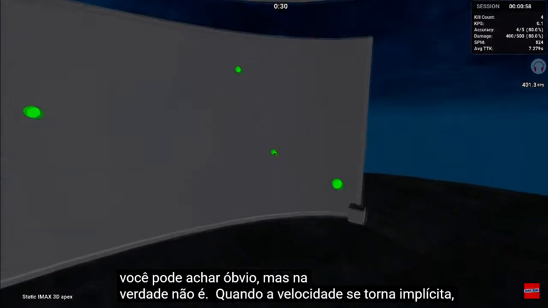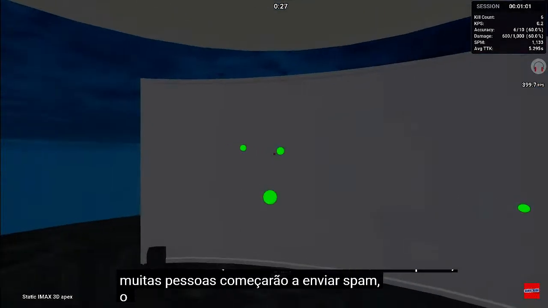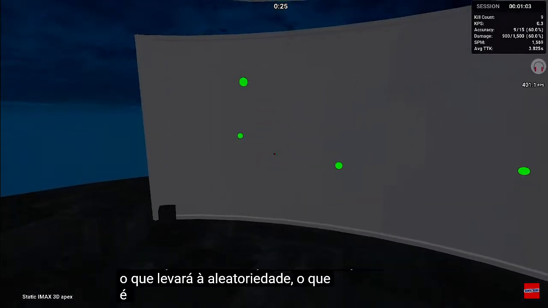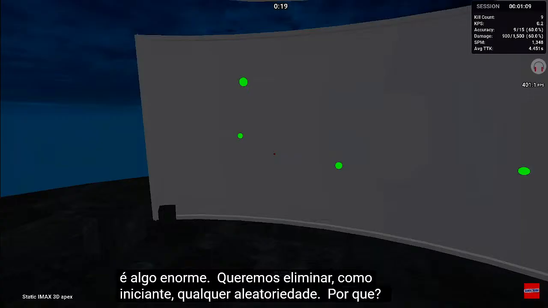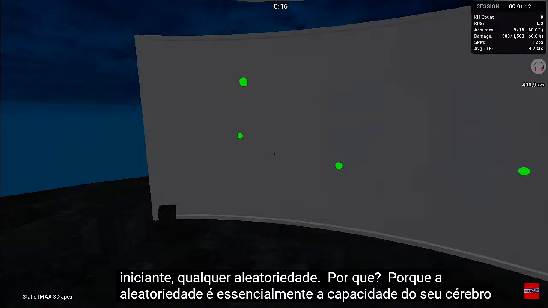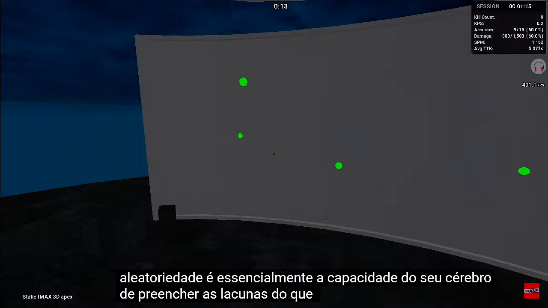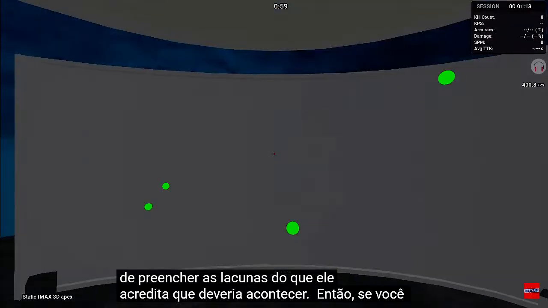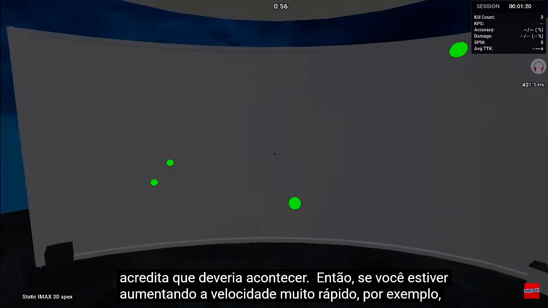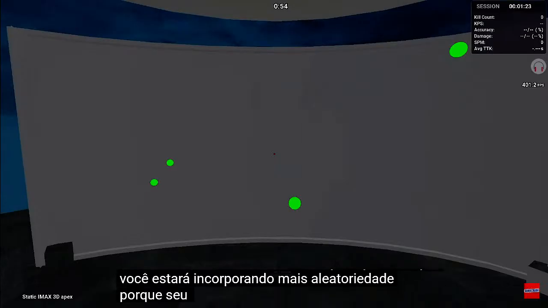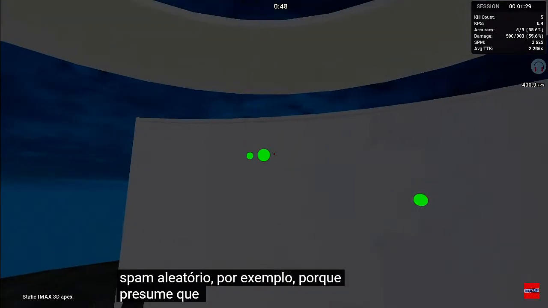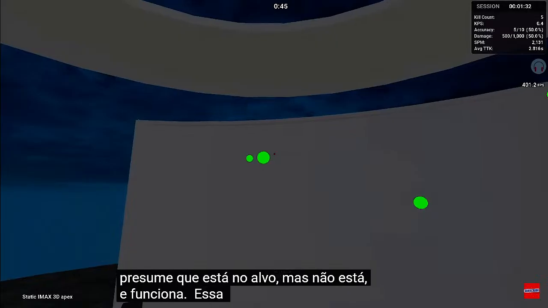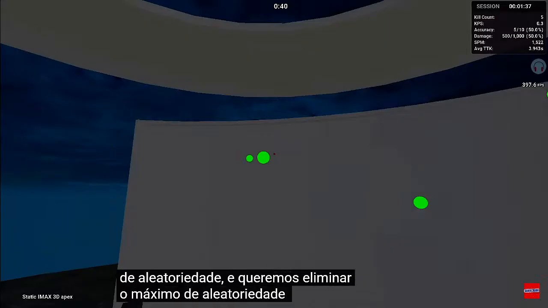Once speed becomes the goal, a lot of people will just start to spam, and that leads to randomness, which is a huge thing we want to eliminate as a beginner. Why? Because randomness is essentially your brain's ability to fill in the gaps of what it believes should happen. If you're pushing speed really fast, you're incorporating more randomness because your brain doesn't know what to do. That can lead to random spamming, because it assumes it's on target, but it's not, and it clicks. That assumption is a form of randomness, and we want to weed out as much randomness as humanly possible.